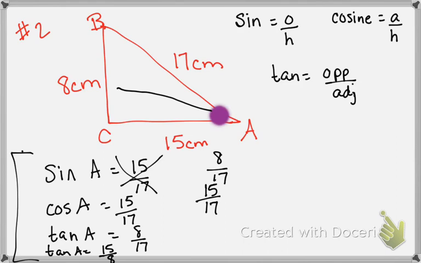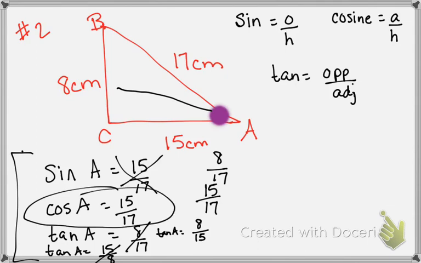So let's look at tangent of A. Tangent of A has to be opposite over adjacent, which would be 8 over 15. So it can't be 8 over 17, and it can't be 15 over 8, because tangent of A would have to be 8 over 15. So then it has to be this one.